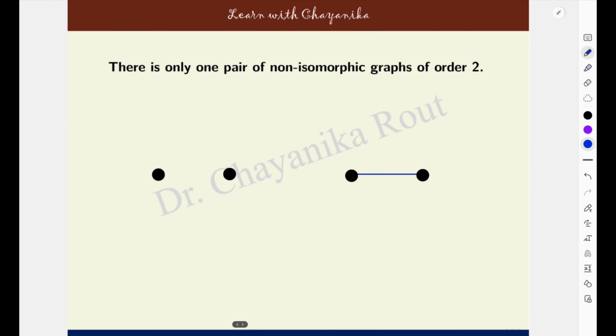Now if you compare these two graphs G1 and G2, we can immediately say G1 is non-isomorphic to G2. Reason? G1 is edgeless whereas G2 has an edge. So their size doesn't match and therefore they are non-isomorphic to each other. So we have a pair of non-isomorphic graphs of order 2. There is only one pair of non-isomorphic graphs of order 2, which are presented in this slide as well.